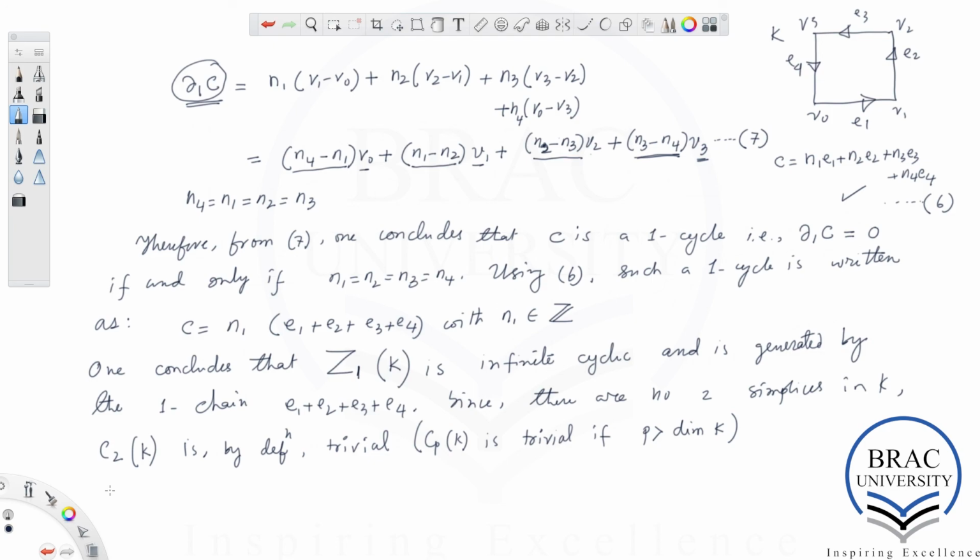Since C2 of K is trivial, B1 of K is also trivial, right? Because B1 of K is a subgroup of C2 of K.